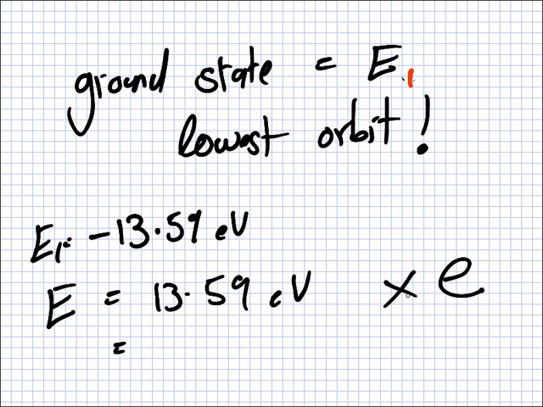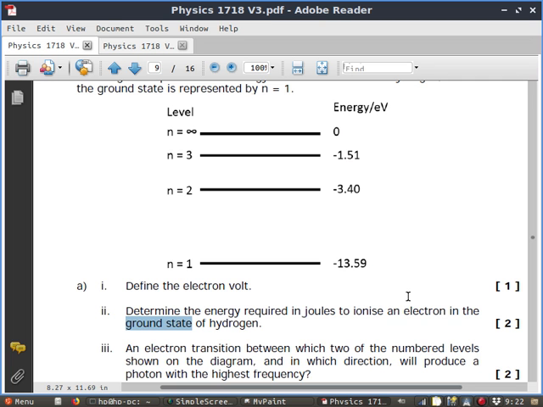What do you get? Why didn't they say that? I'm sorry, part of the exam is English. Determine the energy required in joules to ionize. You know this word from chemistry. It means free. Ionize, ionization. Ionize electrons in the ground state of hydrogen.